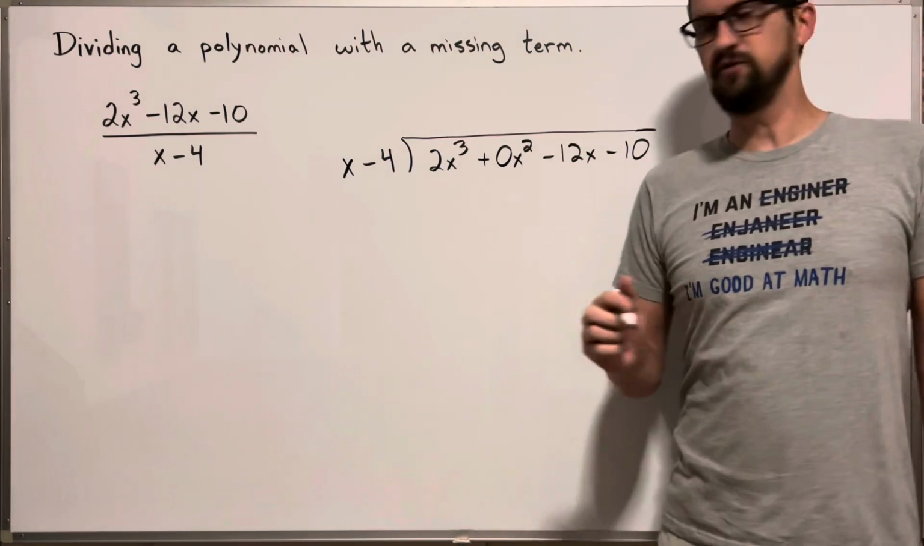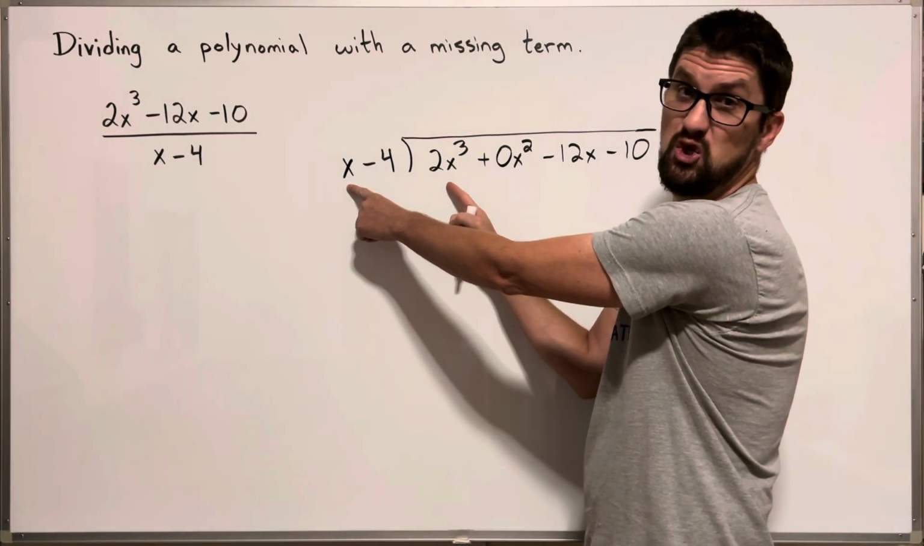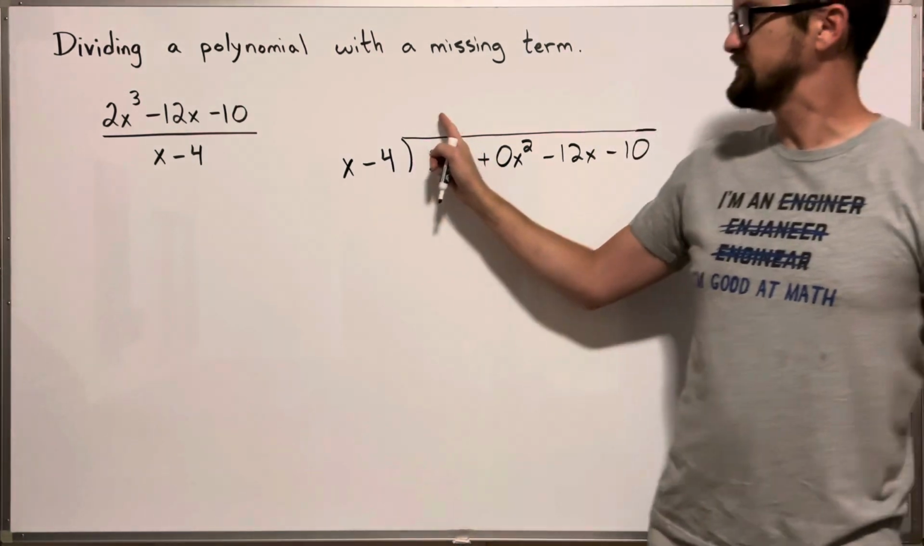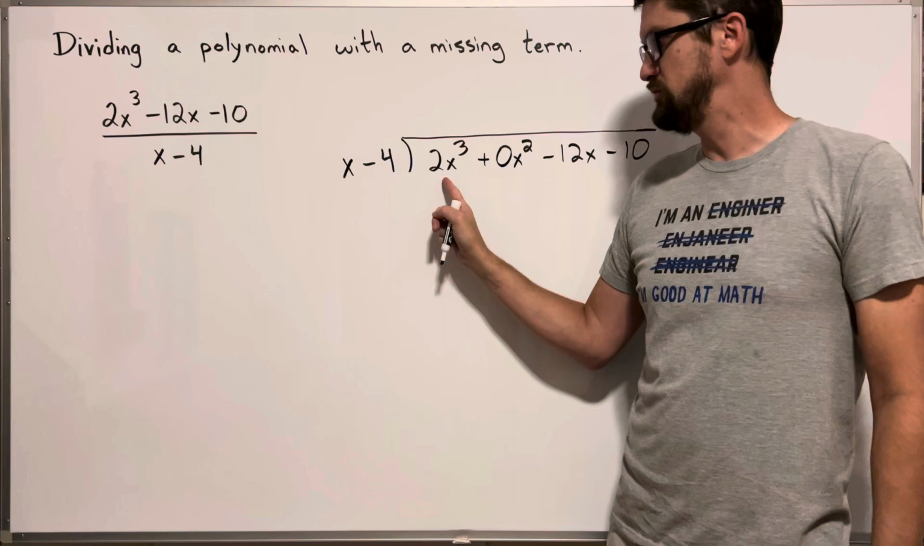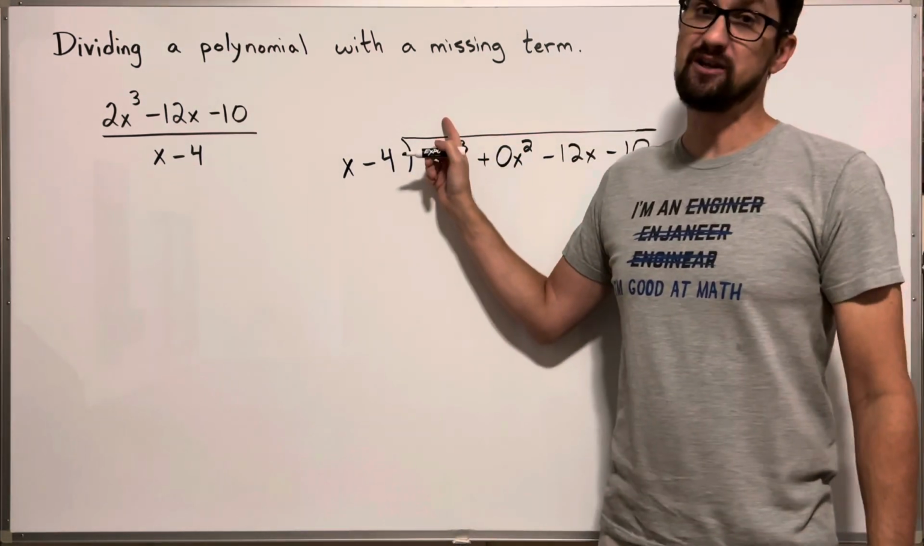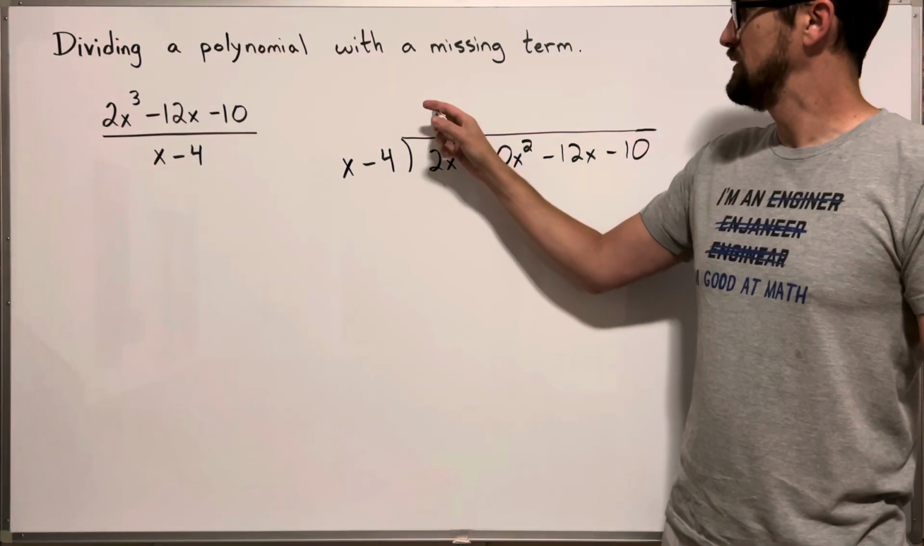All right, when you're doing long division, first you want to focus in on the x and the 2x cubed. You're trying to figure out what this term is going to be. This term is going to multiply x to give you exactly 2x cubed. And 2x squared times x is 2x cubed. So 2x squared is going to go right there.